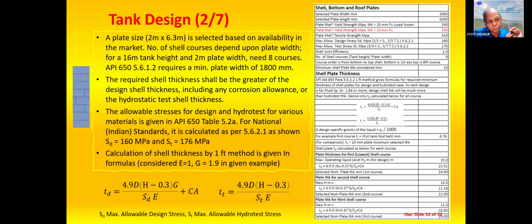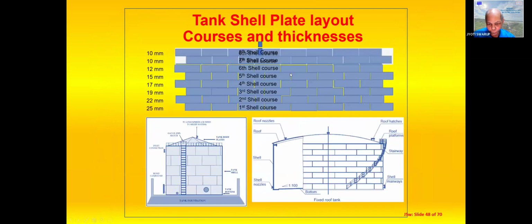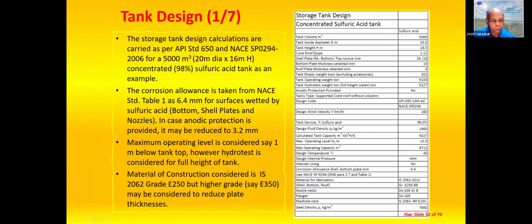Plate size, what is available in the market, may be 2 meter by 6.3 meter, which is the example I have taken. Usually we take larger plates to reduce the welding. It is selected based on availability, with the number of shell courses depending on plate width. So if it is 2 meter wide and a 16 meter high tank, we require 8 courses. So you see this tank: 1, 2, 3, 4, 5, 6, 7, 8. This is how the courses are designed.